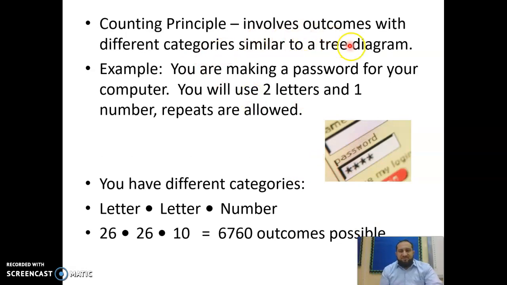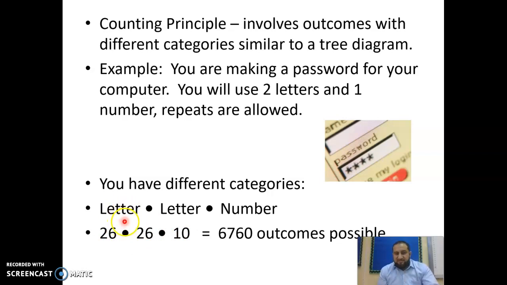Okay. Here, counting principle. Counting principles involve outcomes with different categories, similar to a tree diagram. For example, you are making a password for your computer. You will use two letters and one number. Repeats are allowed. So you have different categories. It's going to be letter, letter, number. So let's say 26 times 26 times 10, because how many letters are there?